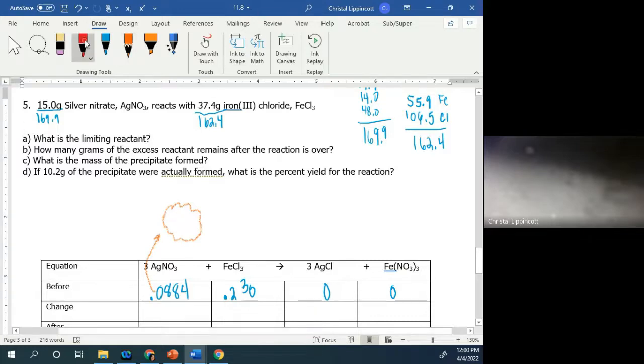So I'm going to take this number and I'm going to divide by 3. I end up with 0.0295. I want 3 significant figures here. Then I'm going to do the same thing here. I'm going to take this up and I'm going to divide by its coefficient. And this ends up being 0.230.